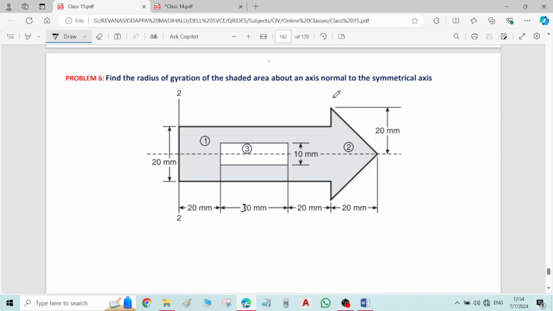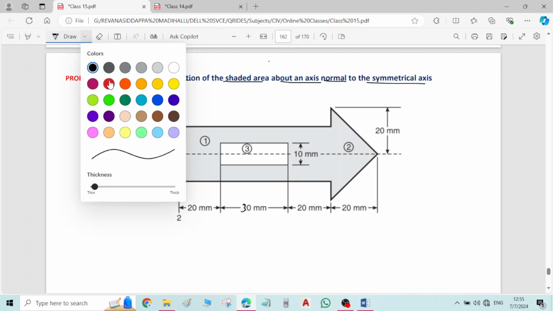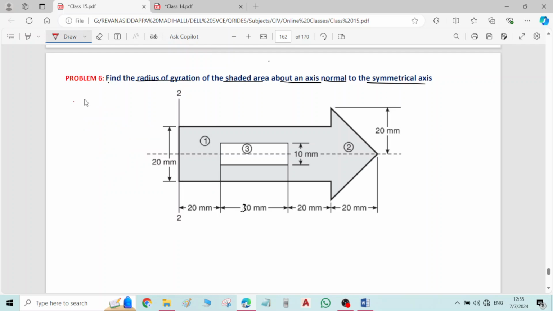Hi, this is problem number 6 on moment of inertia. You just go through the problem. Here it is asked to find the radius of gyration of the shaded area about an axis normal to the symmetrical axis. We have to find the radius of gyration about an axis normal to the symmetrical axis, which means first we have to identify the symmetrical axis, then we can identify the axis which is normal to the symmetrical axis.